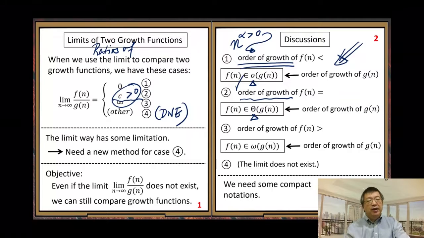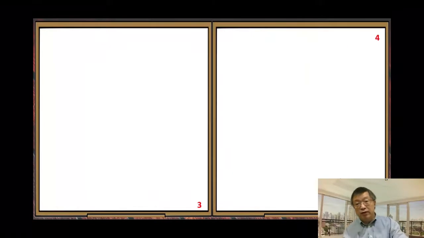So those are the first 3 asymptotic notations. Why do we call them asymptotic? Later, when I talk about the definitions, you will get an idea why we call them asymptotic notations. So next, let's look at how we study case number 4.